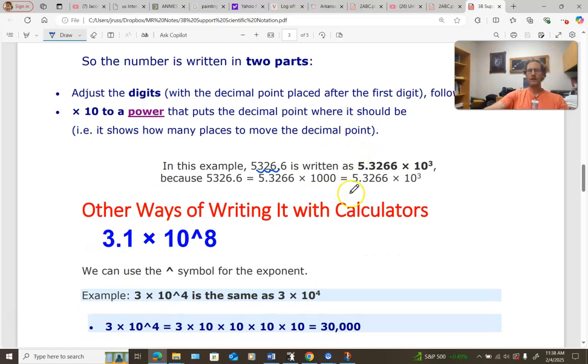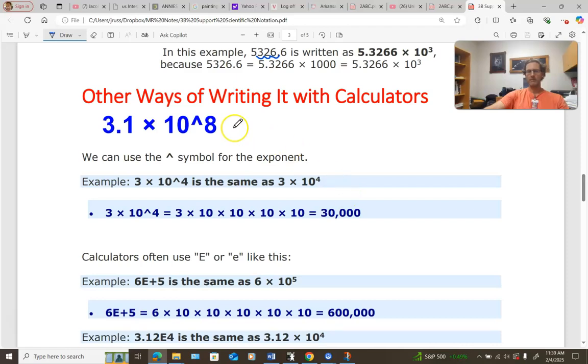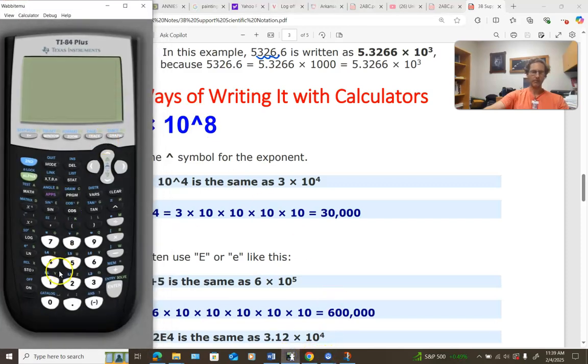All right, so other ways of writing it with the calculator. Sometimes the calculator will give you an answer in scientific notation. So I'll give you an example. If I multiply, let's say I have the number 25, and I want to raise it to the 10th power. Well, if you multiply 25 by itself 10 times, that's going to be a really big number. And there's probably not going to be enough room right here in this row for the calculator to express that number.